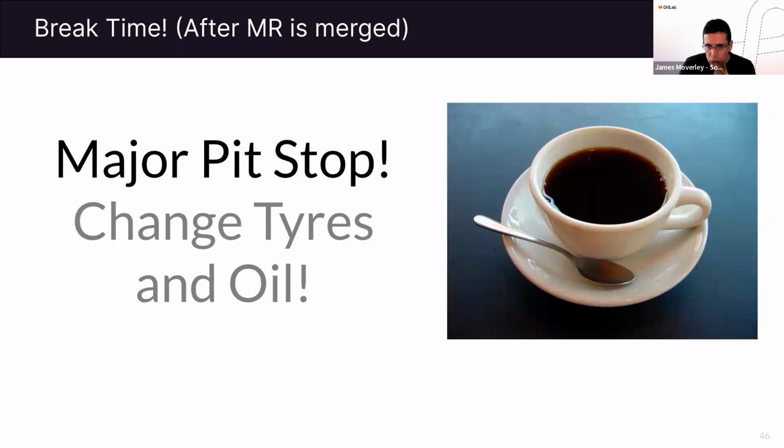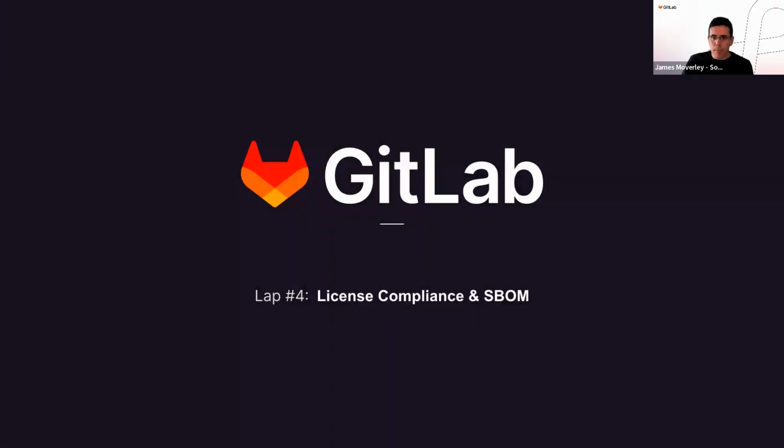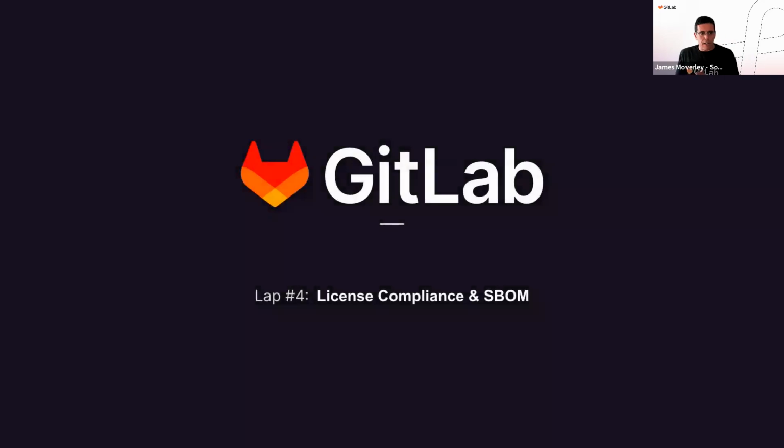Before I carry on, just to recap, we've managed to explore how the GitLab platform can process and enforce policies, and how we can look at the scanning and scanning results. That will move us nicely on into lab 4, where we're going to look at license compliance and software bill of materials.